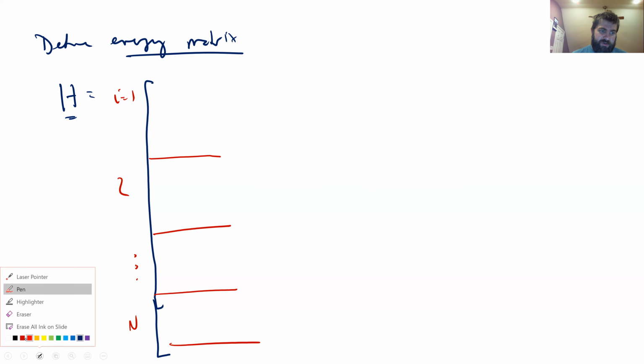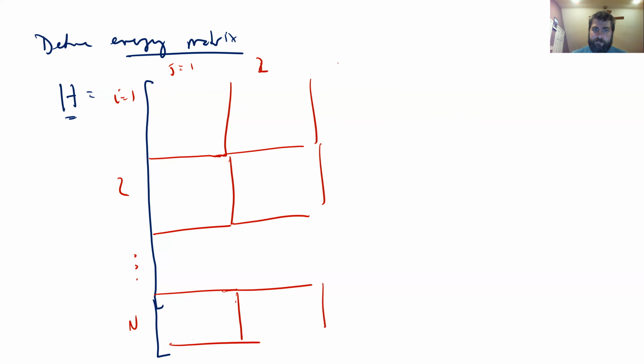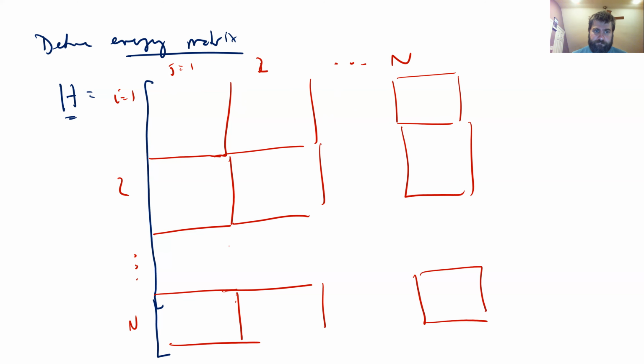So we can also have j equals 1, another block, j equals 2, another block, also going to n, a final block here. That structures the positions.